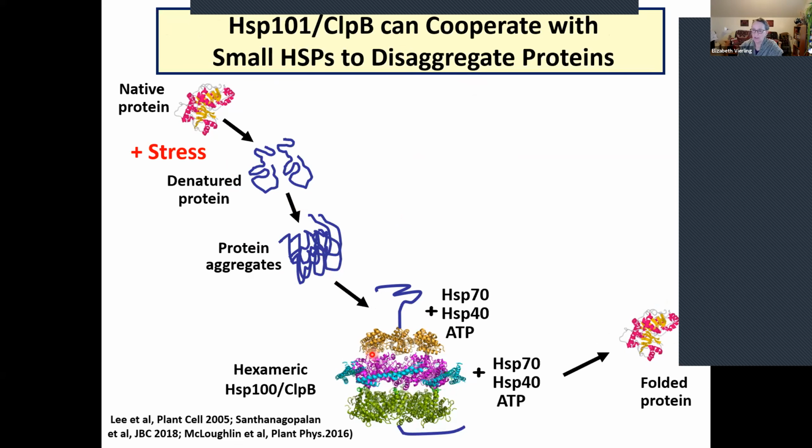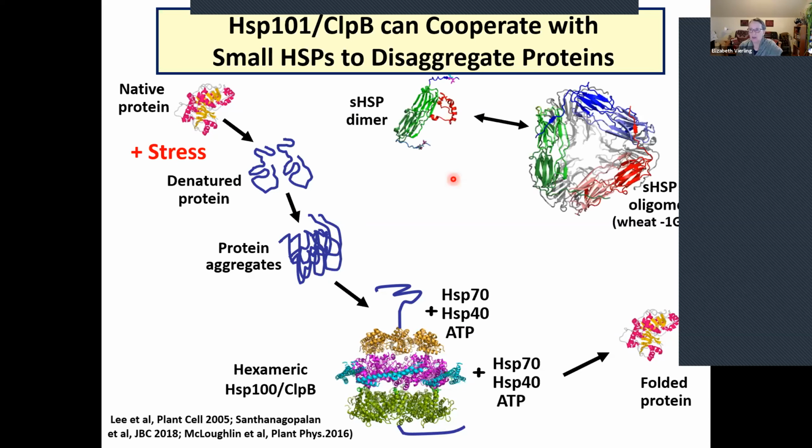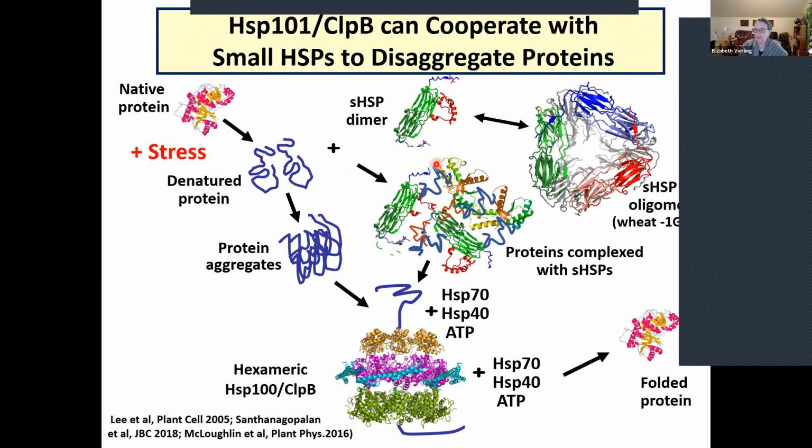Again, we have HSP101, which is a disaggregation machine, and the small heat shock proteins, represented here by the structure of a dodecameric small heat shock protein from wheat. These proteins are in a dynamic equilibrium with their dimeric substructure. And it's this dimer that interacts with unfolding proteins to form larger, more soluble aggregates that are readily unfolded by the HSP100 machine. This model is supported by both genetic and biochemical studies done by a variety of people in my lab, primarily Iman Basha, Ung Lee, Min-Soo Kim, and Fiona McLaughlin.